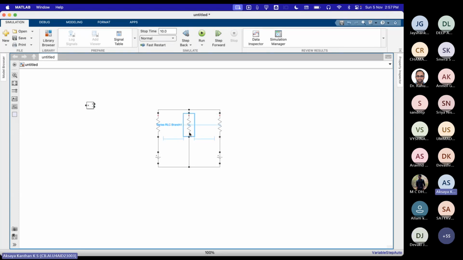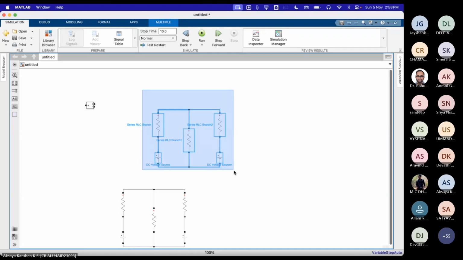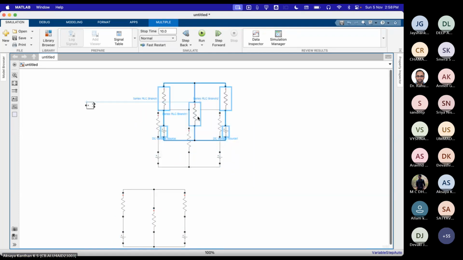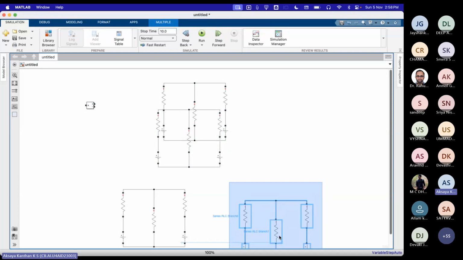And then our aim is to find out the current through this resistor. So using superposition theorem, I'll create a duplicate circuit, and then two duplicate circuits created.